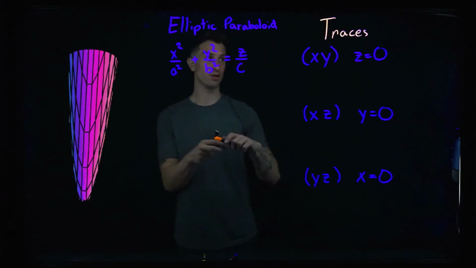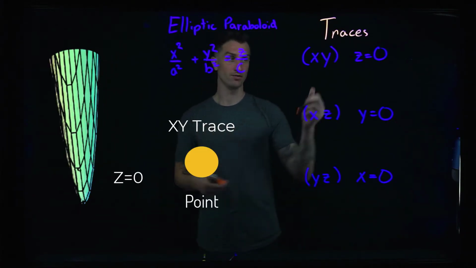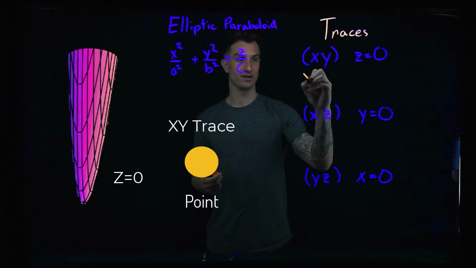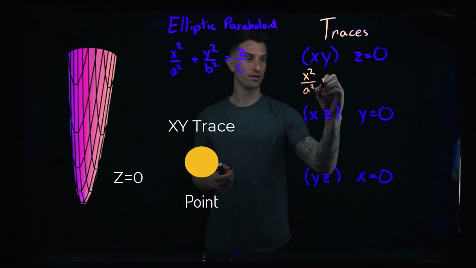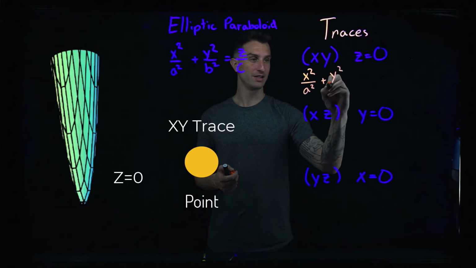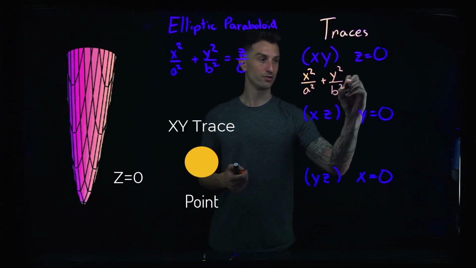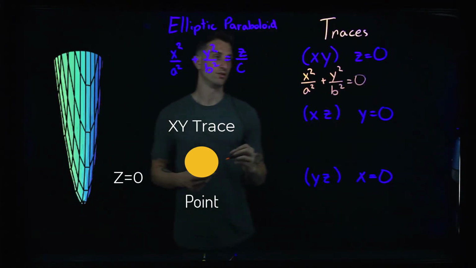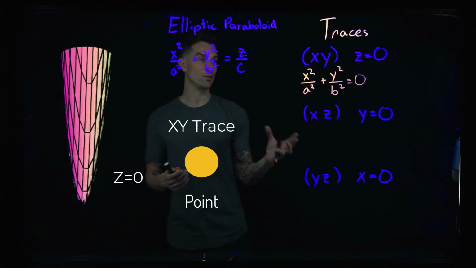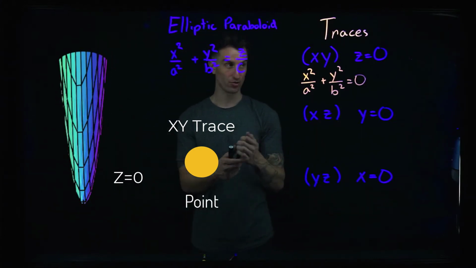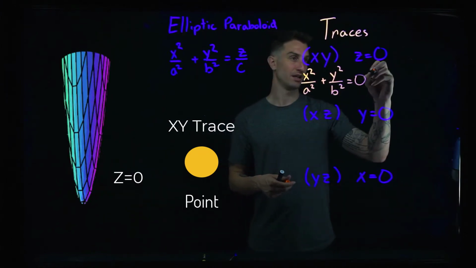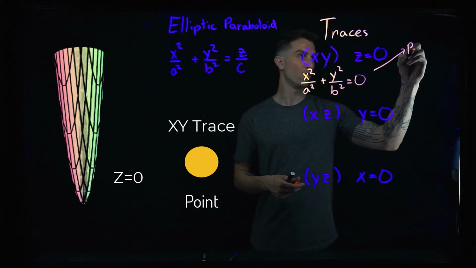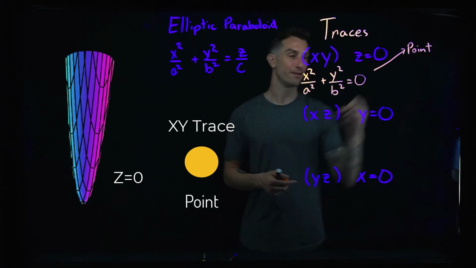Okay, so let's plug in 0. First things first, what do we have? This should again look familiar. X squared over a squared plus y squared over b squared is equal to 0. We had this when we were doing the cone. The only time this is true is where? At a point. So we'll write over here, this is going to be a point in just the xy plane.